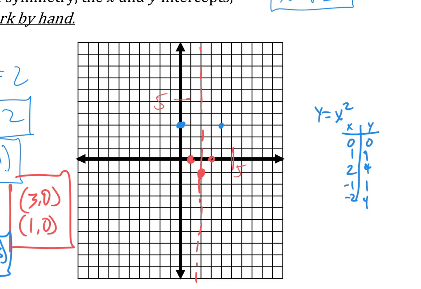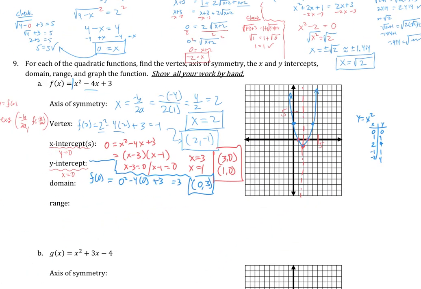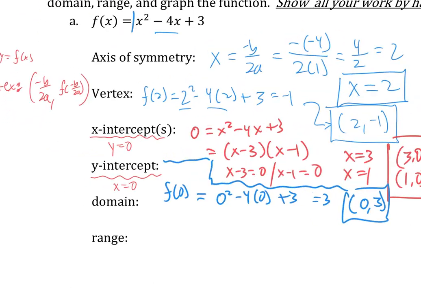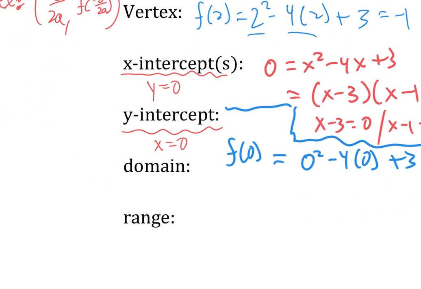We know it's going to have the same shape as y equals x squared. And there's our parabola. So we could also get our points there, but we had to find these things anyways over here. Well, what's the domain? The domain is all the possible x values. The possible x values go from negative infinity to infinity.